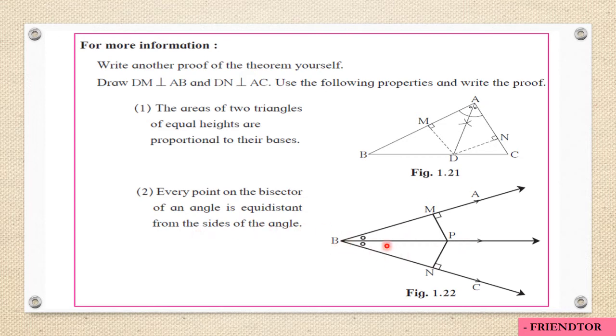Okay, so if you see here, this ray BP is the bisector of angle ABC, and if you pick a point P, then P is equidistant from AB and BC. So PM and PN are of same length. Equidistant means if you draw perpendicular, then it will be of same length on both the sides. Okay, so these two properties we have to use and frame another proof for the same theorem, that is angle bisector property of a triangle. So let's see the proof.